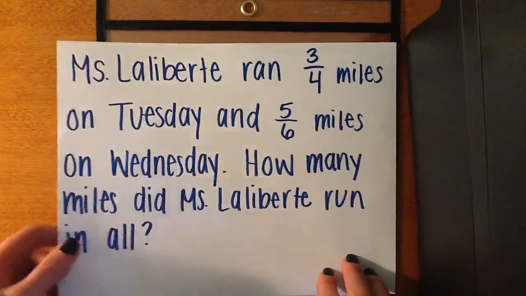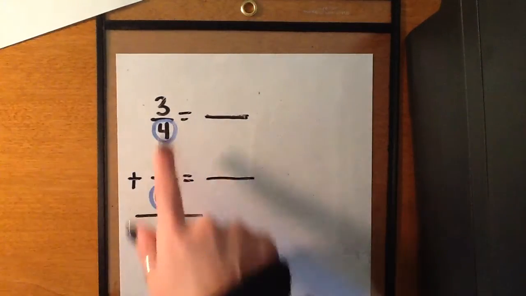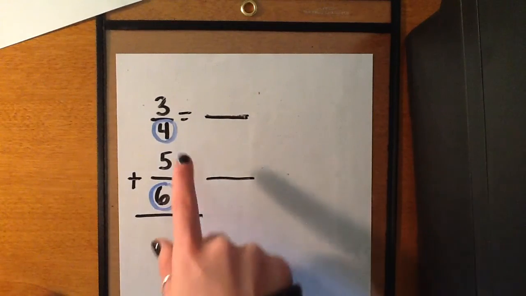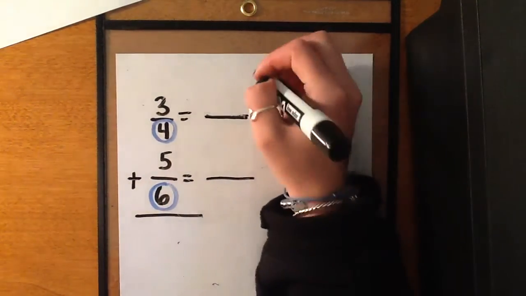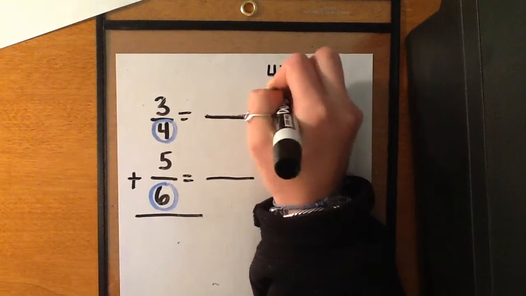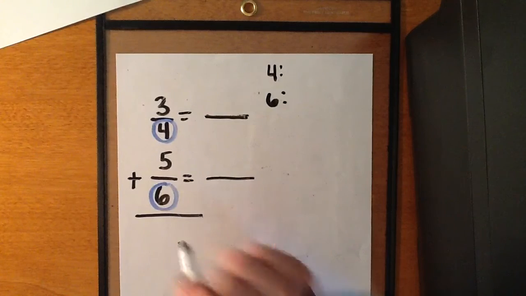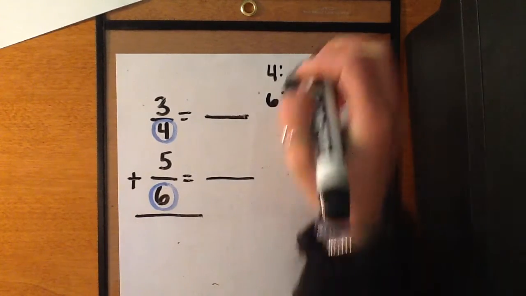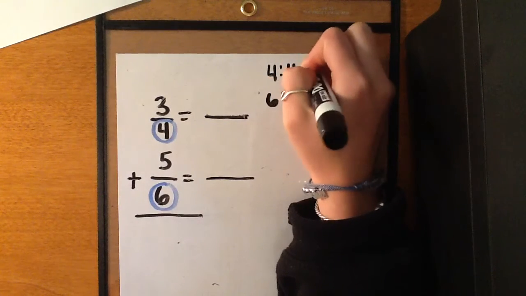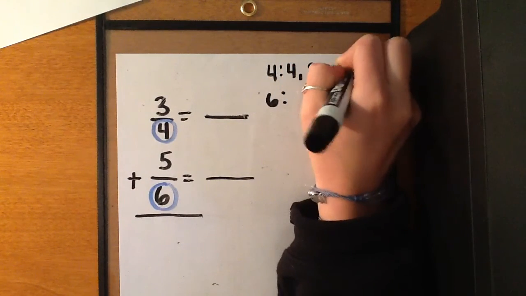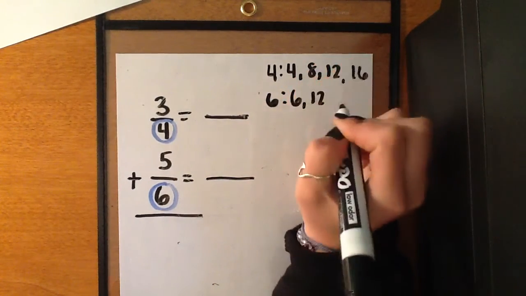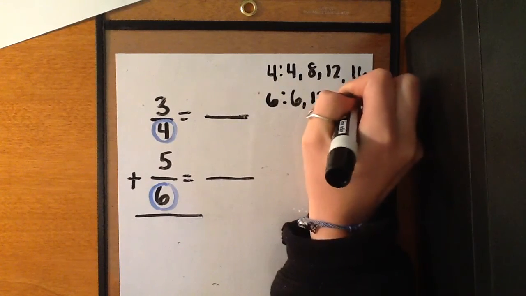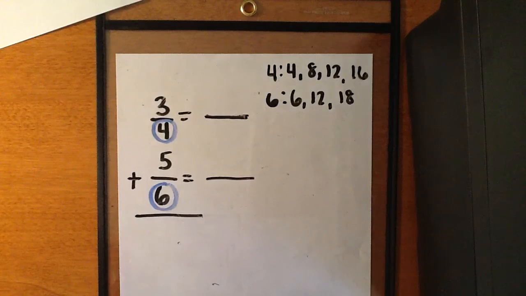So what I have here is I set up what's called a skeleton, and I circled our denominators, 4 and 6, and I'm going to write 4 on the top and 6 on the top. And I'm just going to figure out what the multiples of 4 and what the multiples of 6 are. So let's see, 4, 8, 12, 16. Let's try 6: 6, 12, 18. I'm stopping there. I didn't go further because I already see something that they both share.